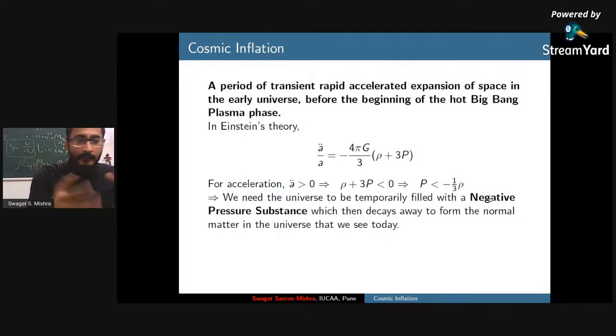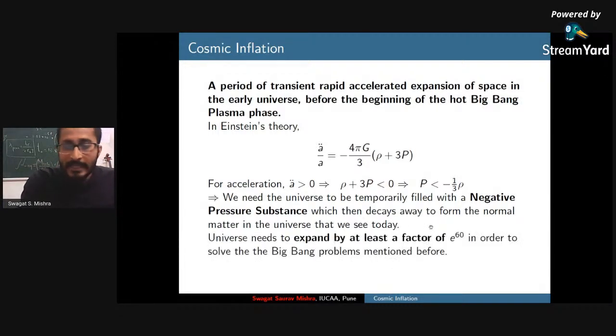So it will be a negative pressure substance. After a while, this substance will decay away. So it's some kind of a radioactive substance. It will go away, and then it will form normal electrons, protons, photons, neutrinos, dark matter, all the stuff. Okay, this is the setting of inflation, cosmic inflation. These things might seem a little esoteric, but some of the features of this theory have been observationally verified, which I'll show you in 5 minutes.